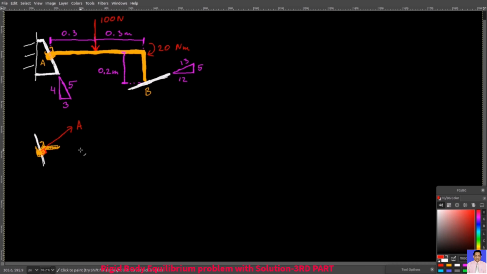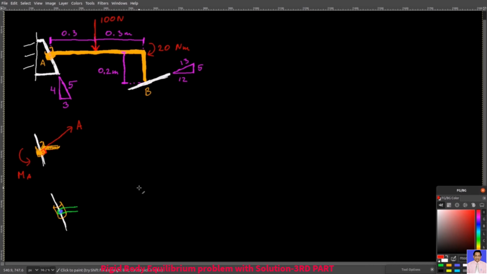But it's not the only thing. Note that the member itself is welded to the collar. It means that rotational motion about point A is also restricted. So you also have a reaction moment there.